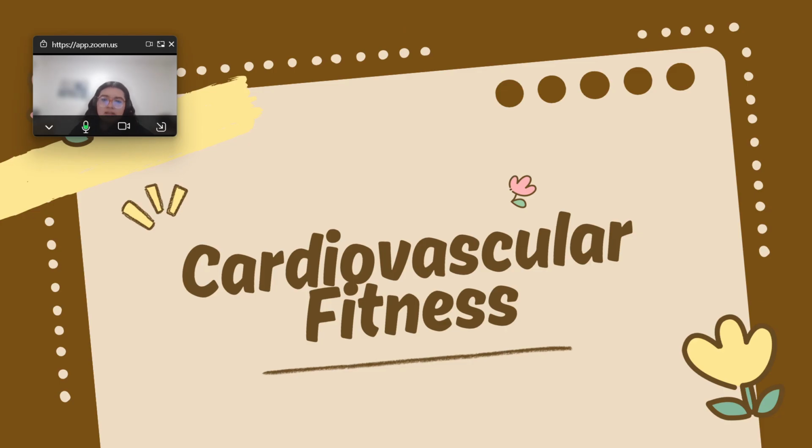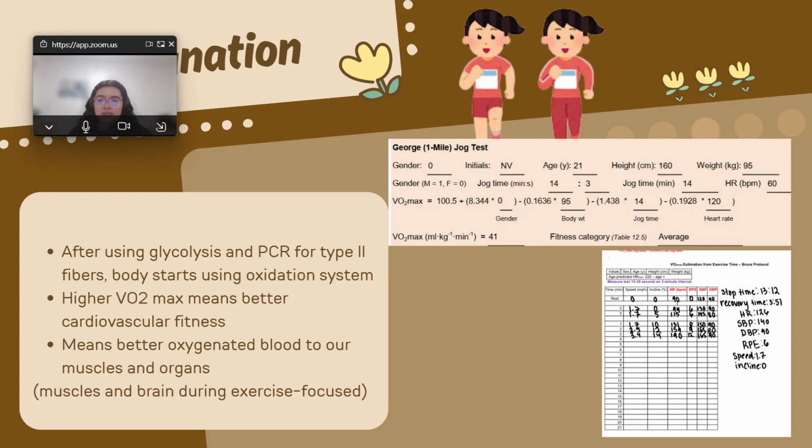We're moving on to cardiovascular fitness. The reason we're doing it is that after we deplete our glycolysis and PCr for short but explosive exercises for type 2 fibers, our body starts using the oxidation system, which includes fats and lactates. A higher VO2 max means better cardiovascular fitness. It also means better oxygenated blood for our muscles and organs, which we use in focus, as we use our muscles and brains during exercise.